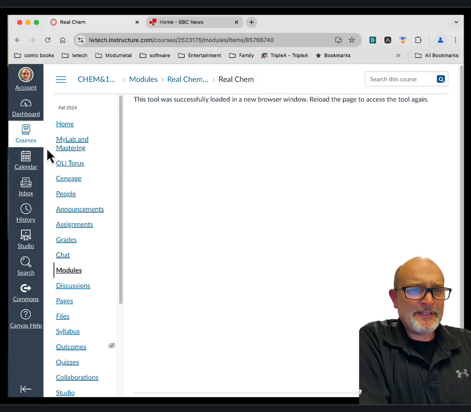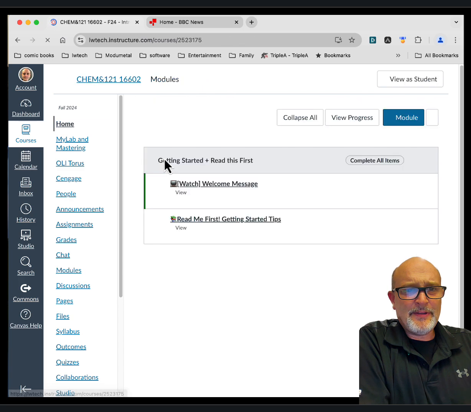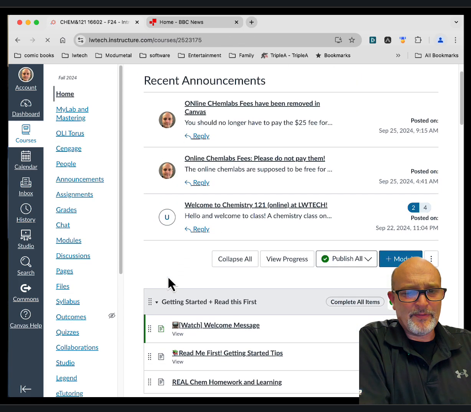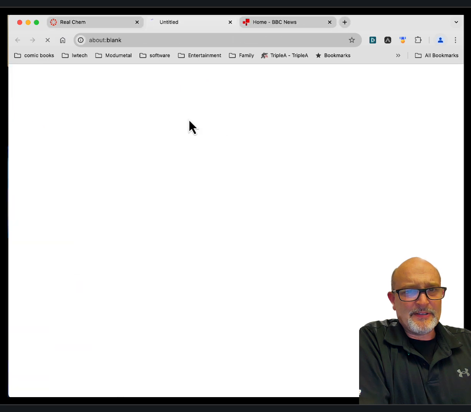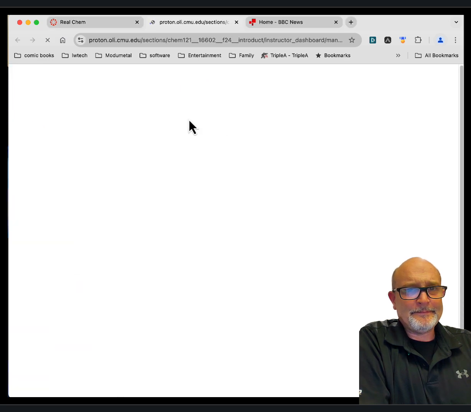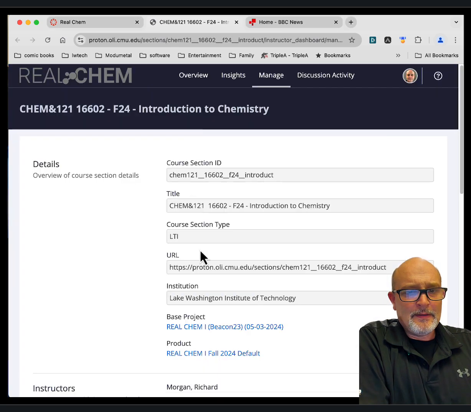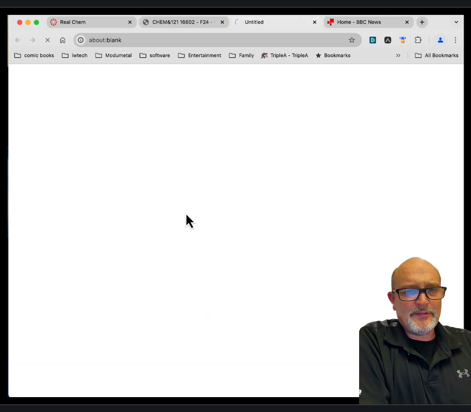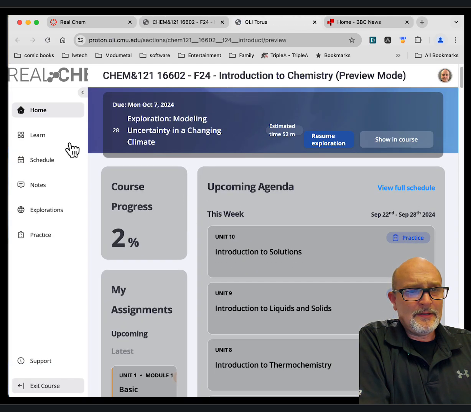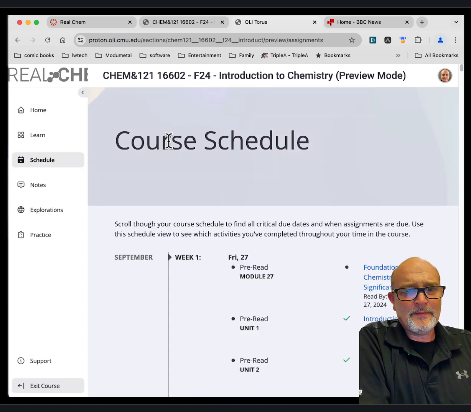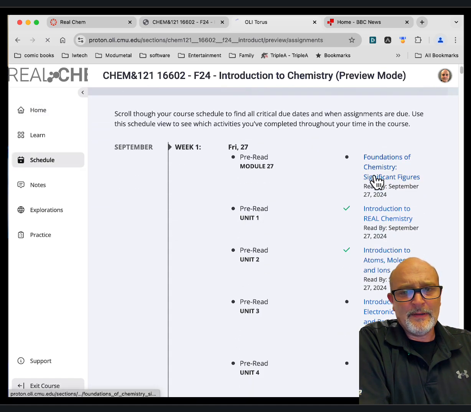Hey everyone, the student asked me to look into this significant figures problem that shows up in RealChem, even though it's from a future week. I know it's a little confusing when some of these things can be due. Let me take a look here. We go to preview as a student, and I think schedule. It was right here.